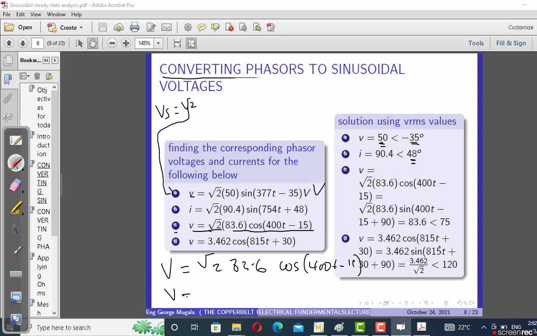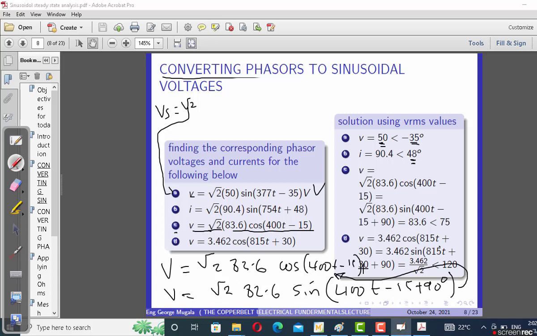So what it is that I can have is root of 2, 82.6, then I can have the sine 400t minus 15 degrees. So now minus 15 degrees, then I can add this. If I add 90 degrees to it, then definitely it converts into the cosine function.